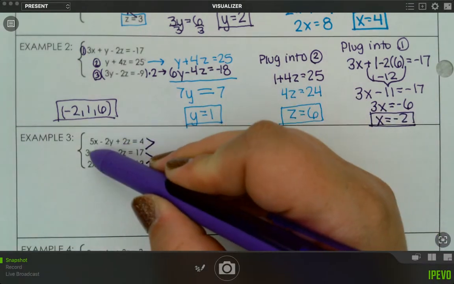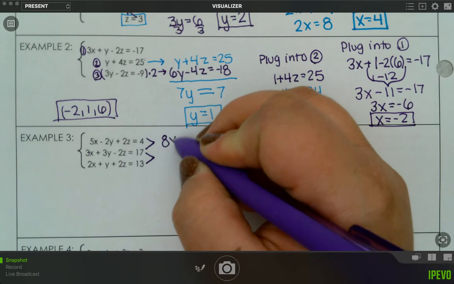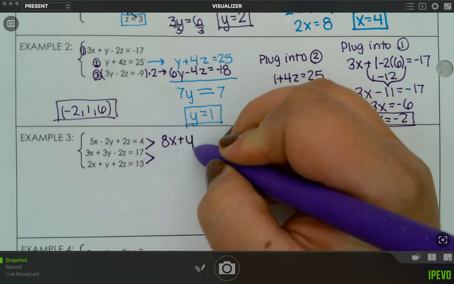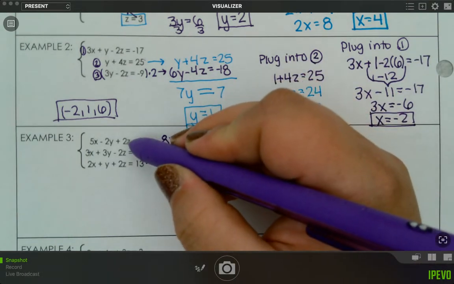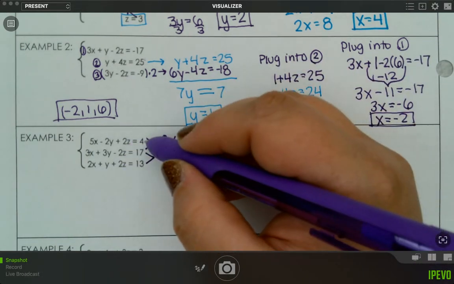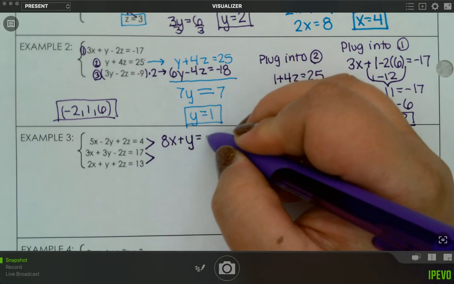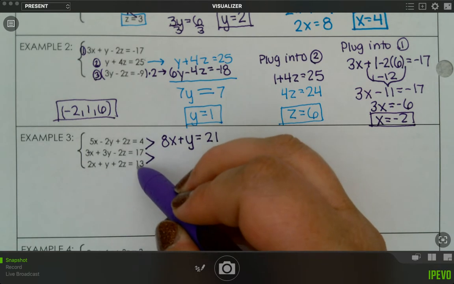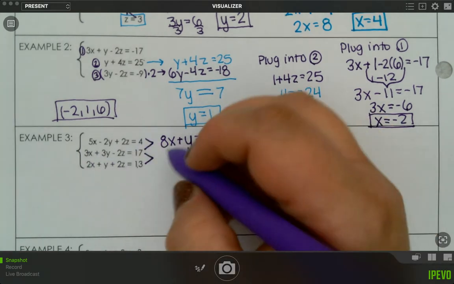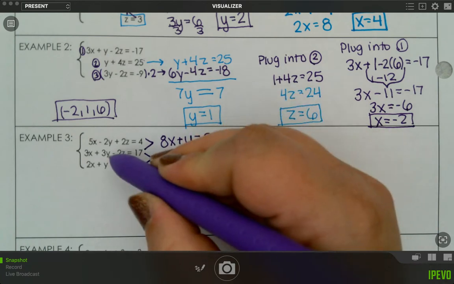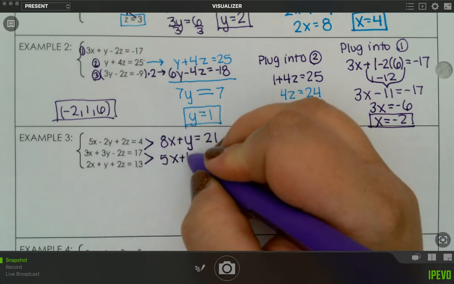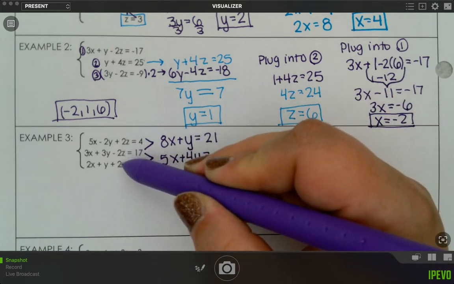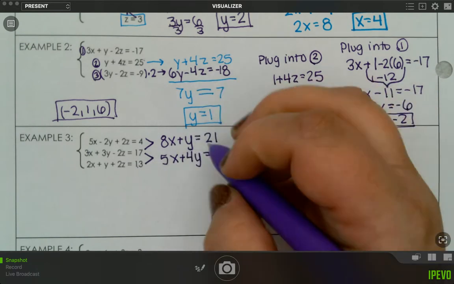So 5 plus 3 is 8x. Negative 2 plus 3 is 1y, positive 1y. 2 plus negative 2 is 0, and 4 plus 17 is 21. And then I'm going to do the same thing here. 3 plus 2 is 5x. 3 plus 1 is 4. There's a 1 in front of that one. And negative 2 plus 2 is 0. 17 plus 13 is 30.